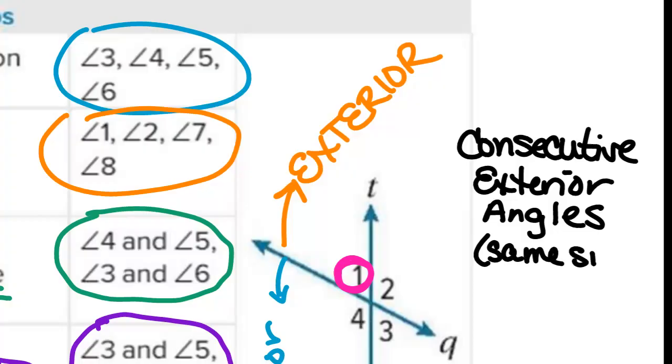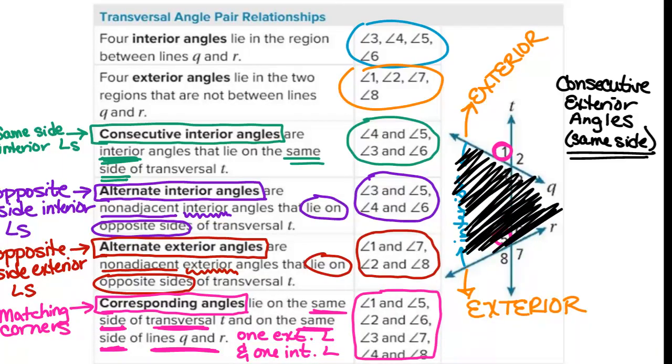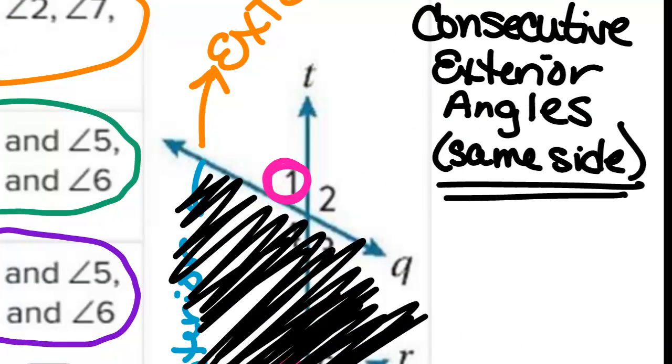So they are on the same side of the transversal. Let's see if we can name some consecutive exterior angles. If it's an exterior angle, I am not looking in between the two lines. We're looking at just the outside pieces. Yes, 1 and 8. Angle 1 and angle 8.